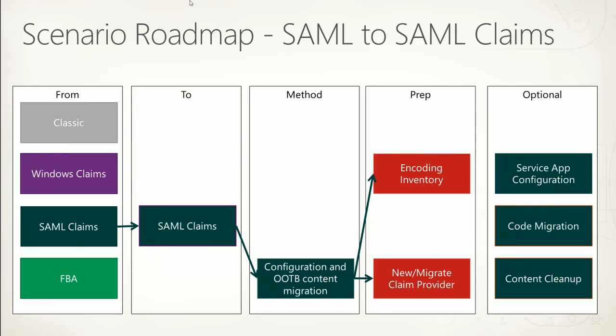First thing you're going to do is know that this is going to be your migration scenario. All the other scenarios that we talked about do not apply to you if you're using SAML. If you are using SAML, this one applies. First thing you're going to do is take an encoding inventory, and I'll show you a little bit about what that looks like in a bit. Then you're going to possibly migrate your claim provider, or bring your claim provider over and just use it, or implement one. Maybe you didn't do one in 2010, and now I want to enhance that experience. I'll do that in 2013. Same things apply around service apps, code migration, and content cleanup.